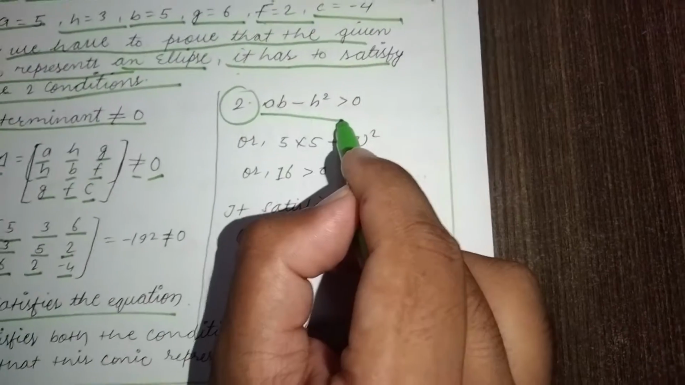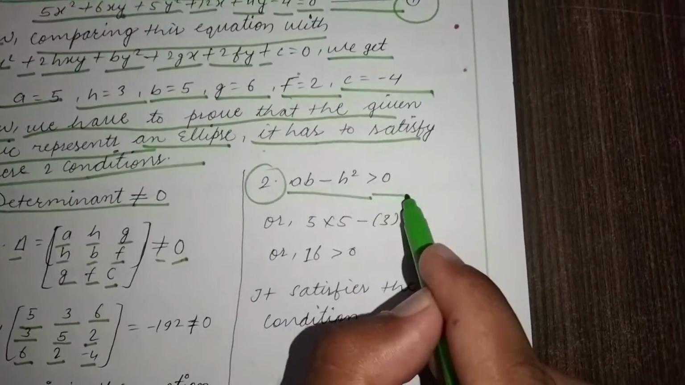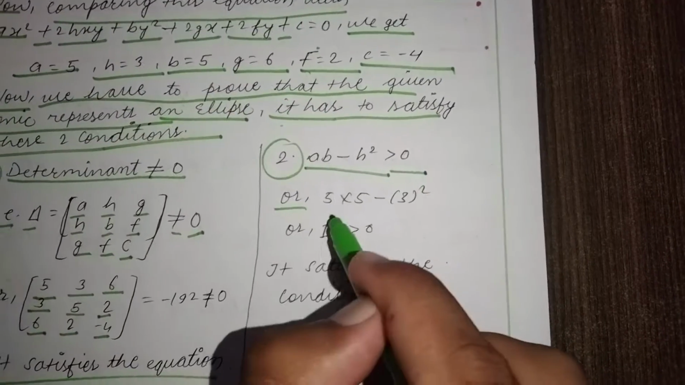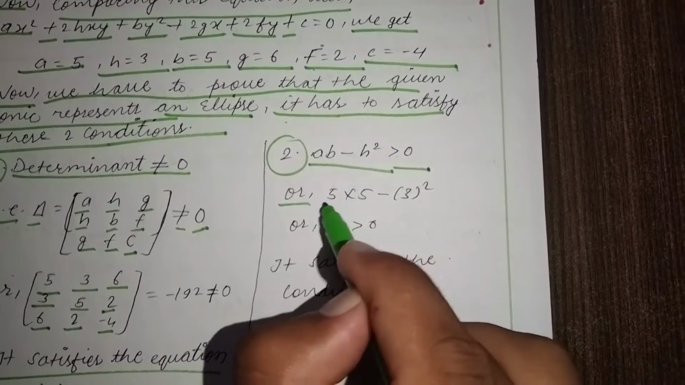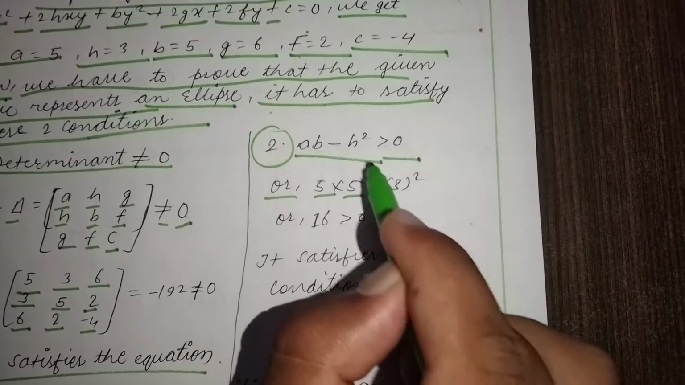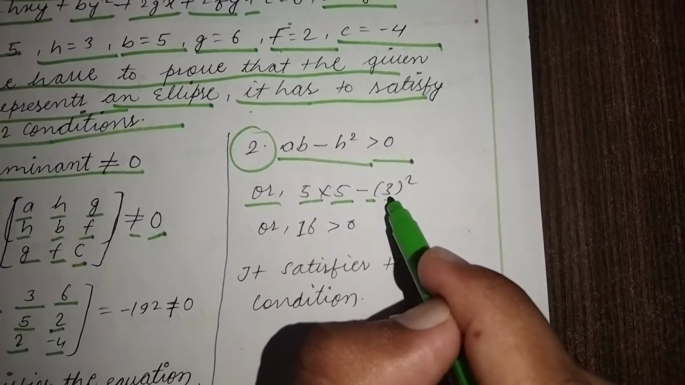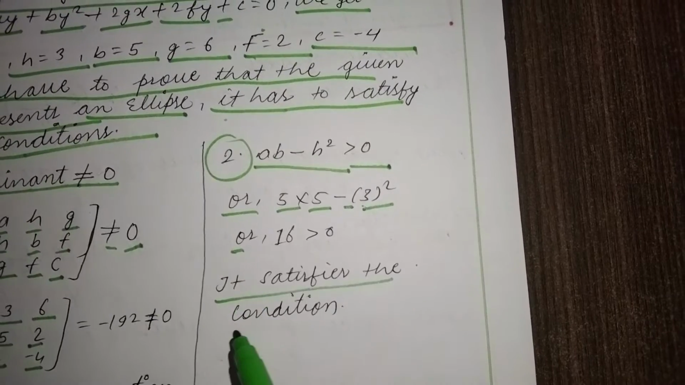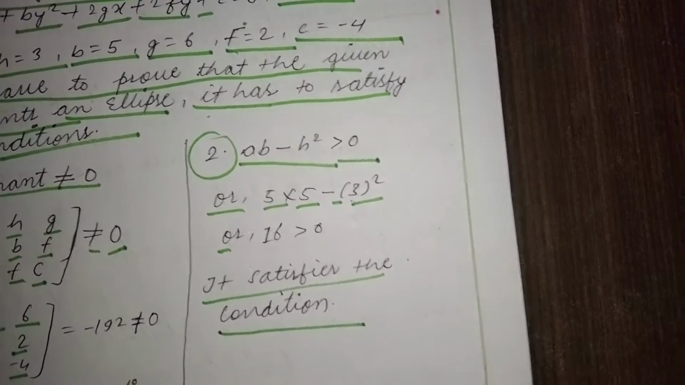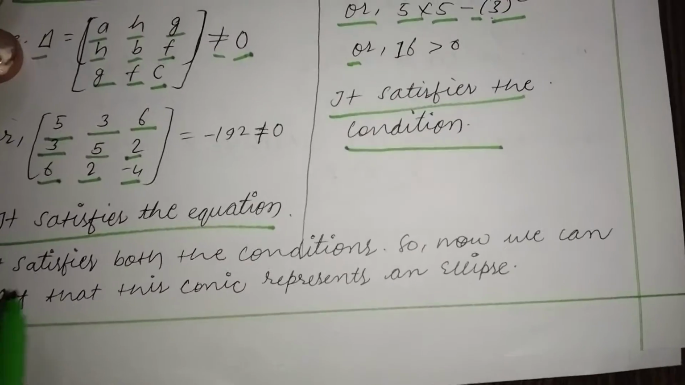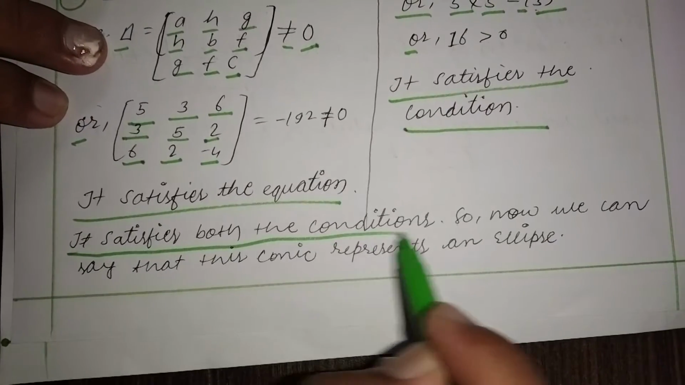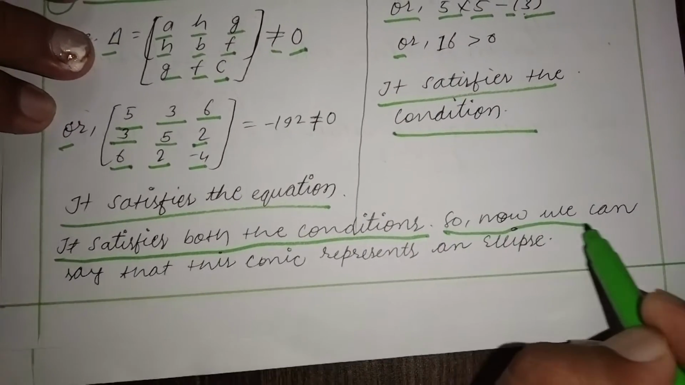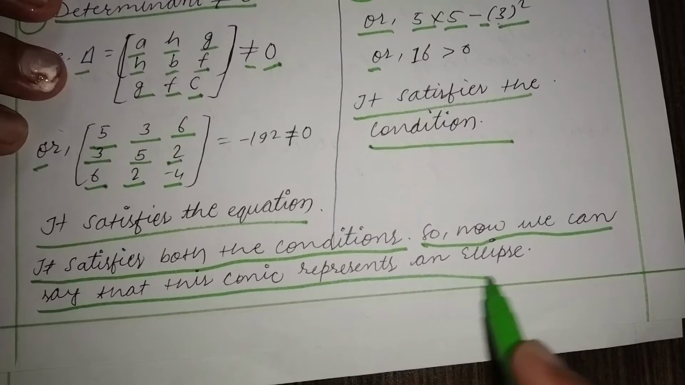Number 2 is ab minus h square, which is greater than 0. The value of a and b is 5 into 5 minus h square, equals 3 whole square, or 16, which is greater than 0. It satisfies the condition. It satisfies both the conditions. So now we can say that this conic represents an ellipse.